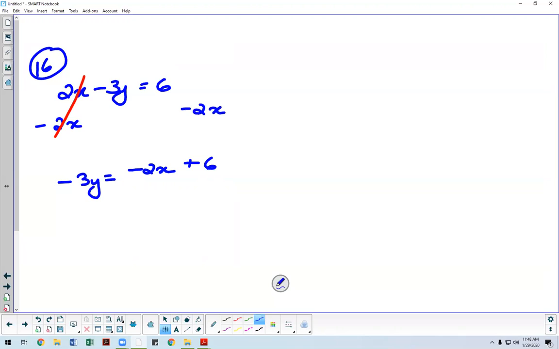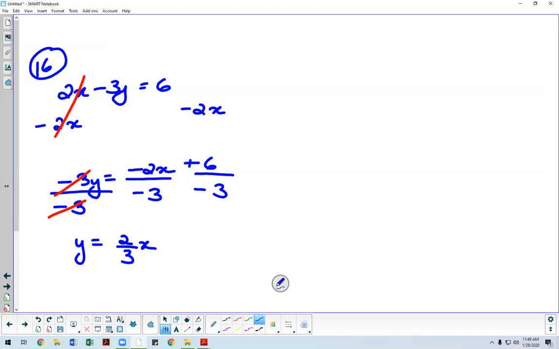I would actually just divide by negative 3, right? Because we don't want the 3 to be on the y either. So just divide both sides of your equation by negative 3. Basically, each of the terms will get divided. Negative 3 and negative 3 cancel out, leaving us behind with just y. I have two negatives here, negative 2 and negative 3, so they become positive. You end up getting 2/3 x. And then what happens with positive 6 divided by negative 3? Very nice. It will become negative 2.